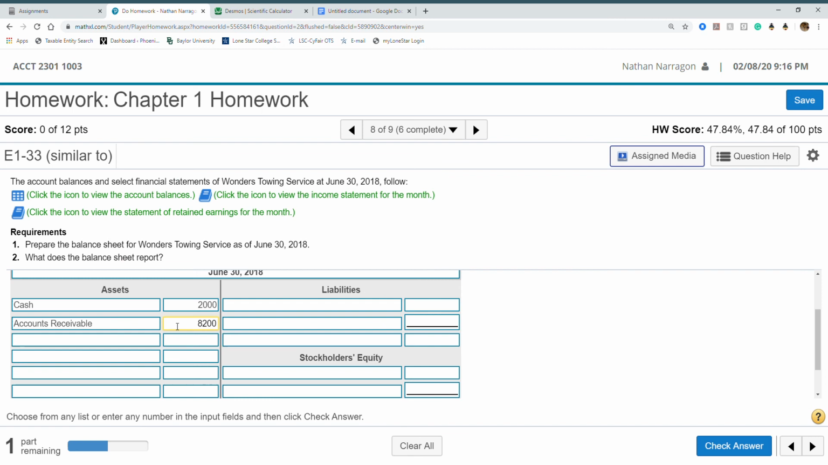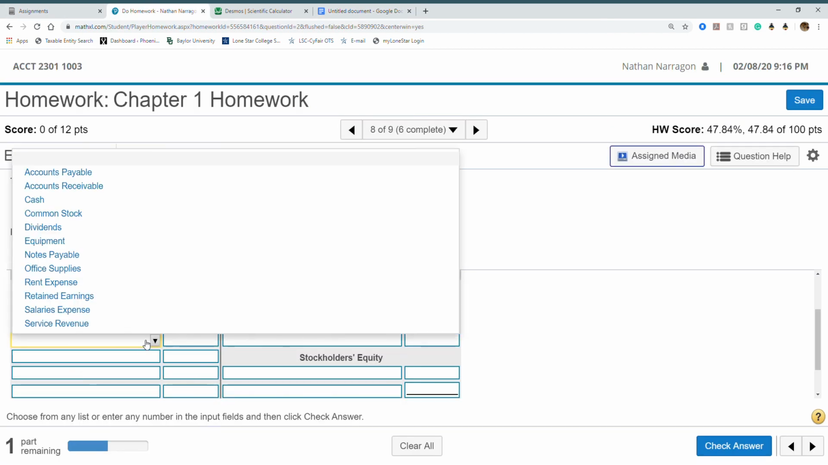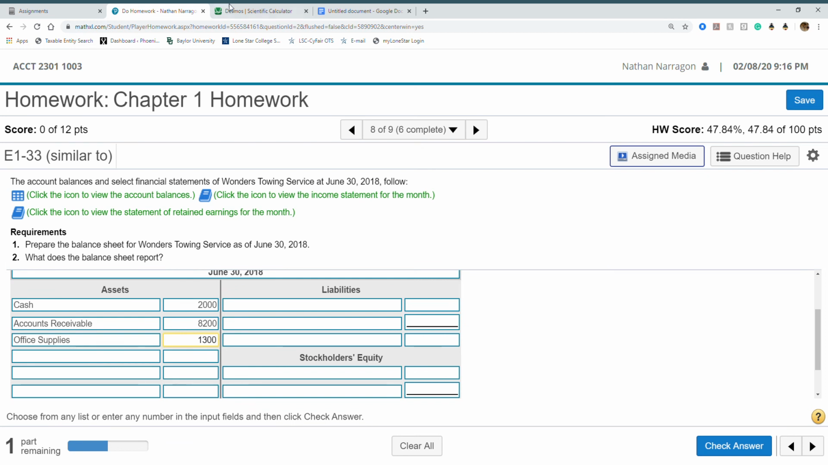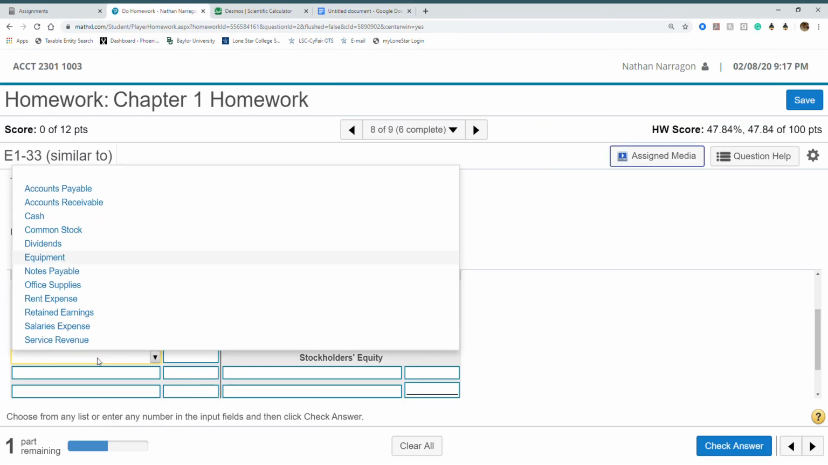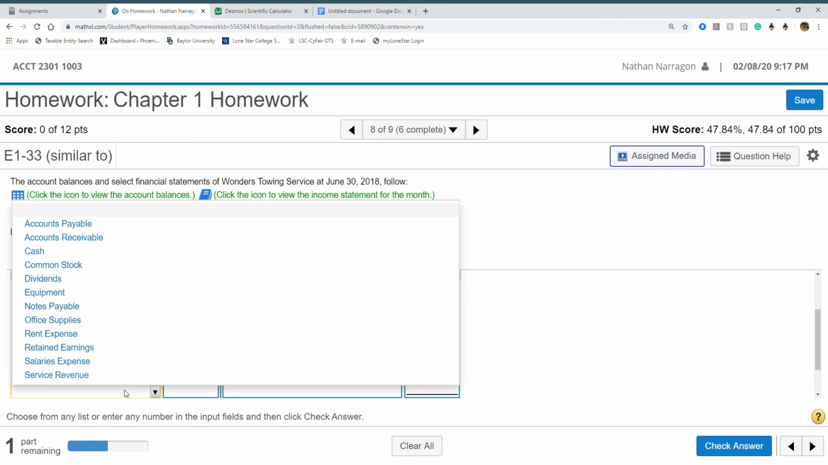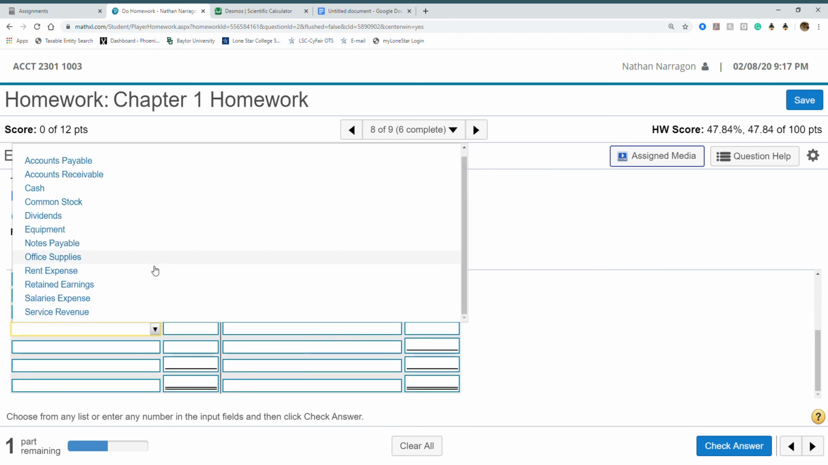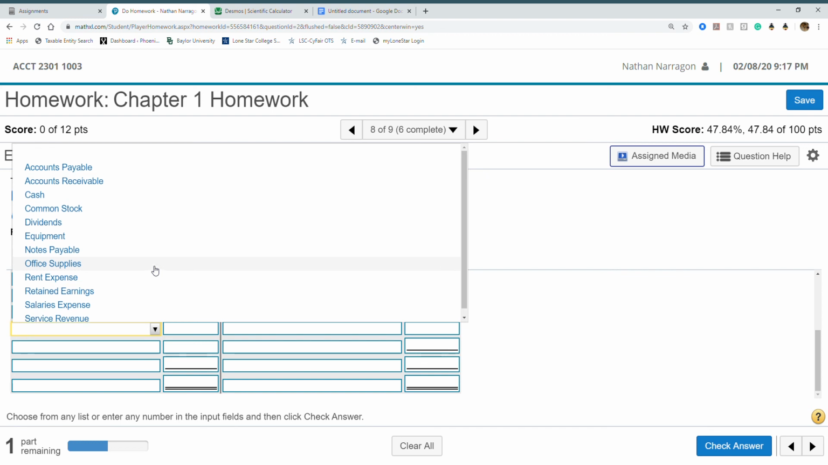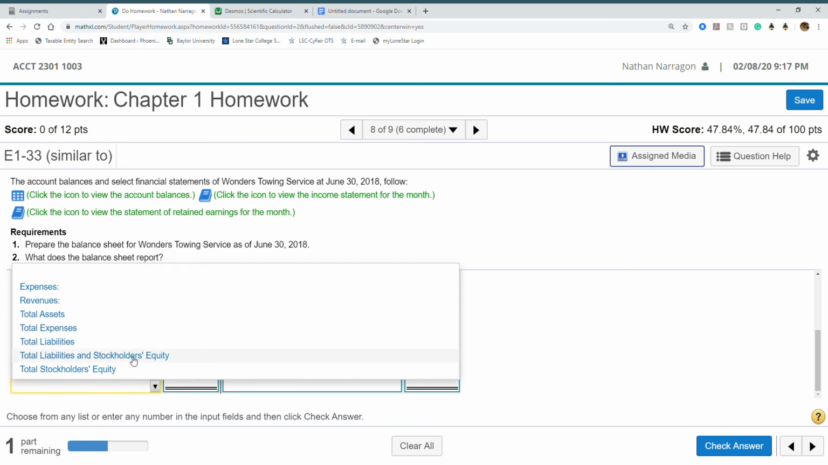That was 8,200. Yeah. And then we'll have office supplies at 1,300. And then looks like we'll have equipment at 12,800. Okay. Make sure. Yep. Okay. And then at the bottom, we have a lot, but nothing is being used. So we are currently at total assets.